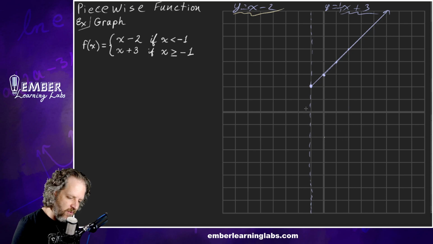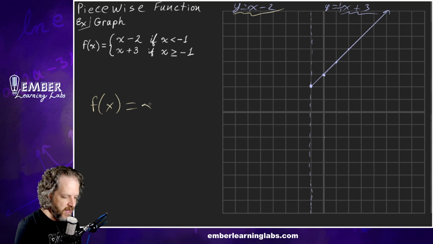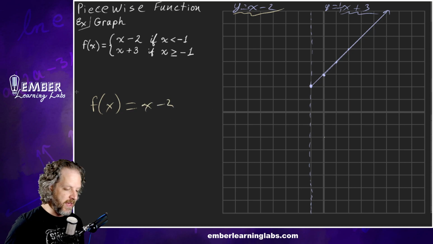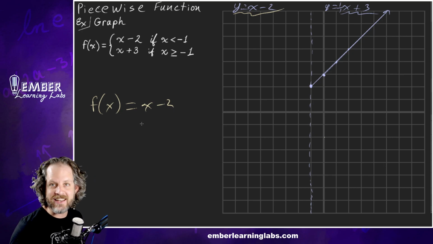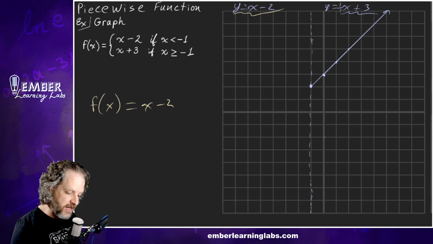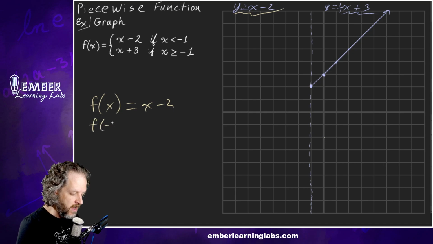Well, we need to find out where this graph hits this point. So I'm going to kind of pull this out. So f of x equals x minus 2. So that's this top piece, but without it. Now, what we're going to do is we're going to evaluate this function at x equals -1 to figure out where it goes. So we're going to find f of -1.